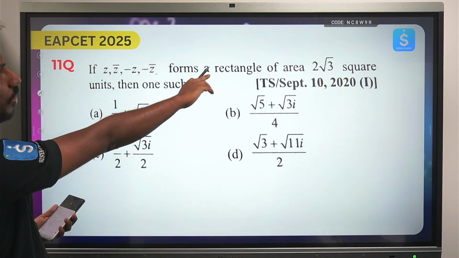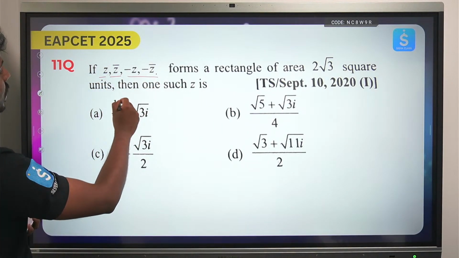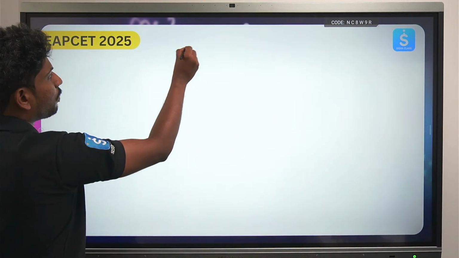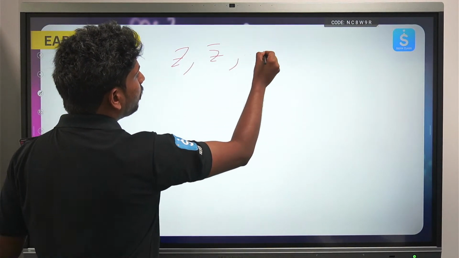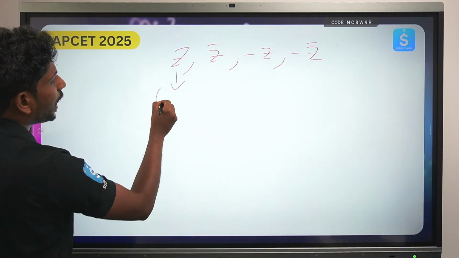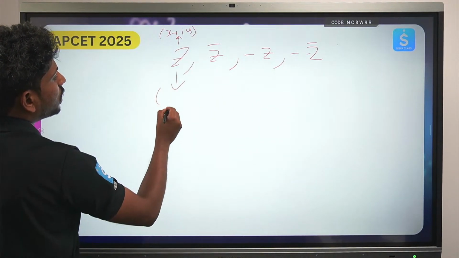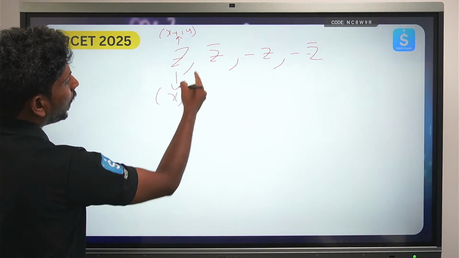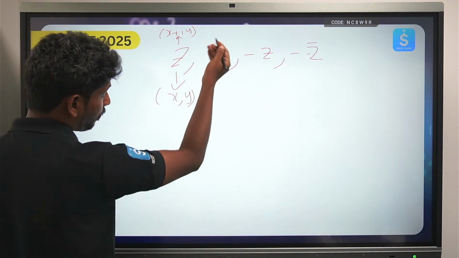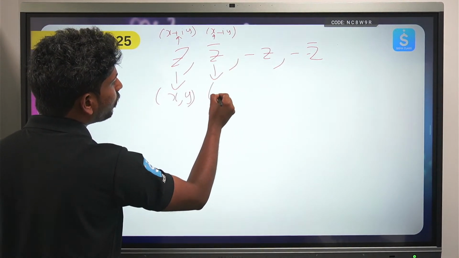We have this in the form of a rectangle where area is 2 root 3. Here we have totally 4 coordinates: z, z bar, minus z, minus z bar. So we'll just try to plot these points. How will these points be? If you take z equals x plus iy, the coordinates will be x comma y. And how will z bar be? It will be the reflection with respect to the x axis, so x minus iy, which will be x comma minus y.